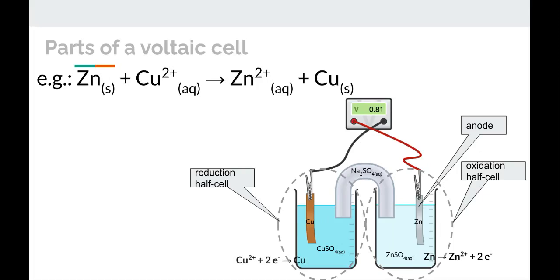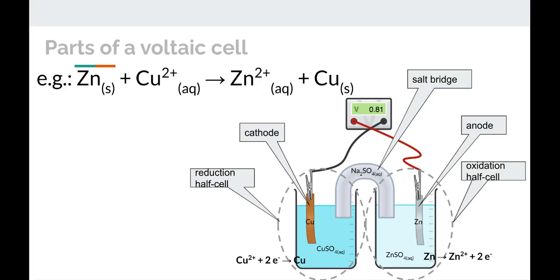The left-hand side is a reduction half cell. The reduction half cell is where reduction occurs. Copper ions in this solution are being reduced to copper. And the electrode in the reduction half cell is called the cathode. How to keep these straight is anode and oxidation both start with vowels, and cathode and reduction both start with consonants. So if that helps you memorize, then that's good.